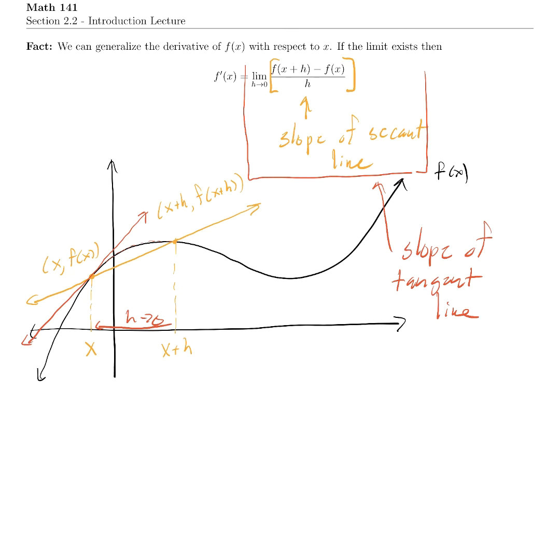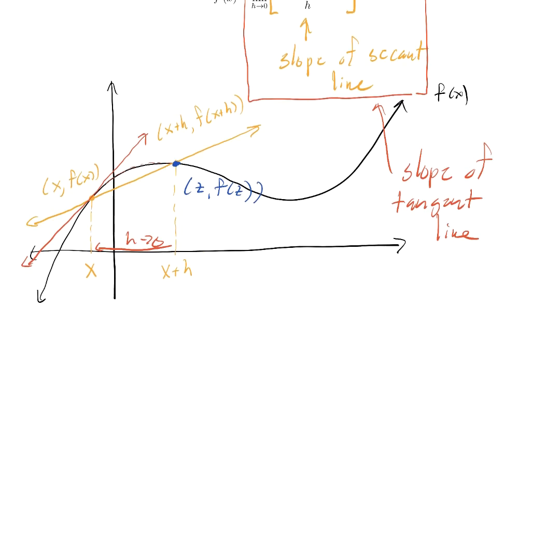Okay, I'm going to rely on this definition of the derivative probably the rest of the quarter, but just in case you see this other version in the text, I want to at least write it down here. So we could rename this point. This point could be z, f of z. Then our secant line would have slope f of z minus f of x divided by z minus x.